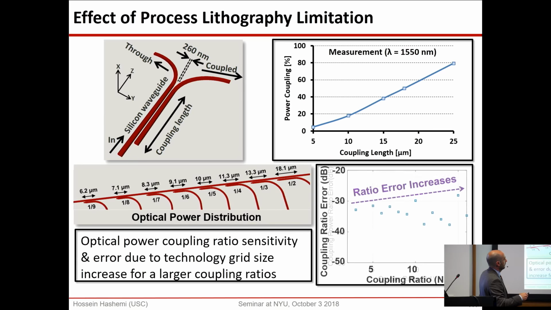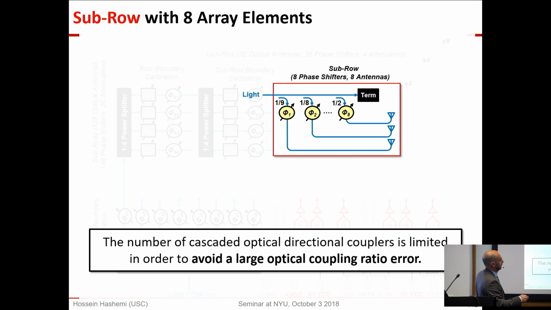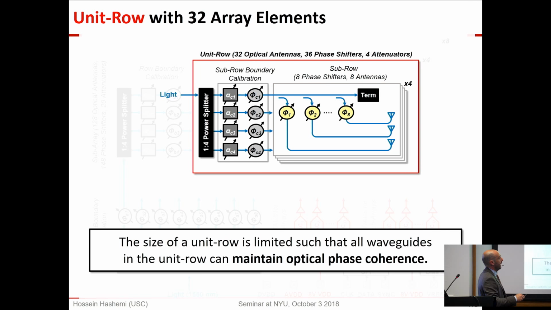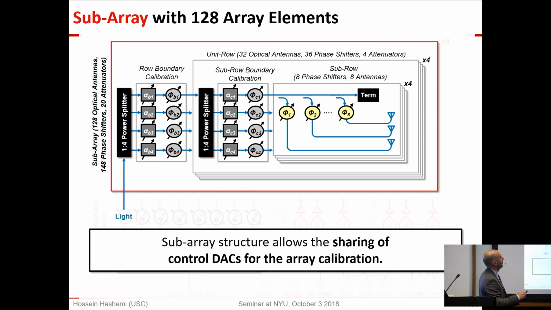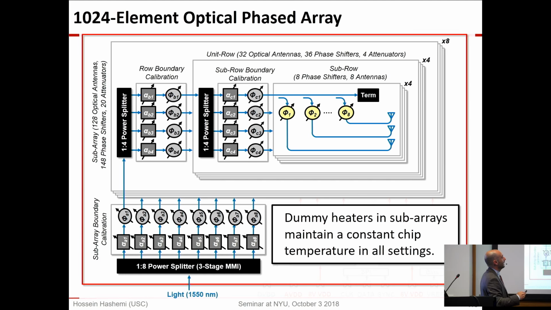I'll skip this one. It's not needed. But let me tell you the system evolution. So the system starts with what we call a sub-row. So 8 antennas, each of them with an independent phase shifter. Then we have 4 of these together, and we call it a unit row. So now 4 times 8 is 32, and each of these unit cells has its own phase shifter and amplitude adjuster. Then we have 4 of these in a larger cell, and again, 8 of these in a larger cell. So overall, you end up being 8 times 4 by 4 times 8. That would be 1,024 total elements.